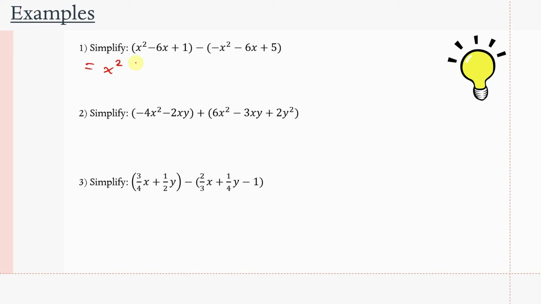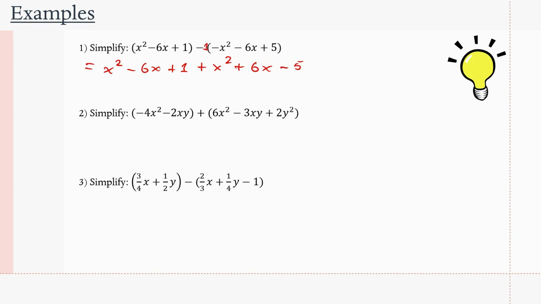We do equals x squared minus 6x plus 1. And in the second example, we have a negative before the brackets. So we want to go ahead and pretend there's a negative 1 here and multiply it to each term inside the brackets. So negative 1 times negative x squared, positive x squared, negative 1 times negative 6x, positive 6x, negative 1 times positive 5, negative 5.